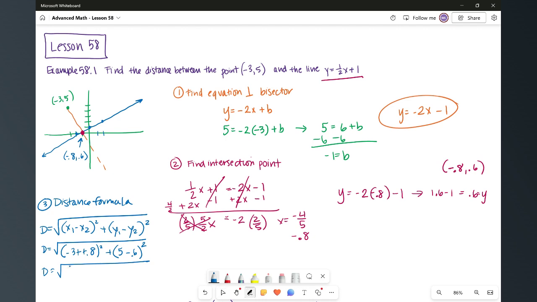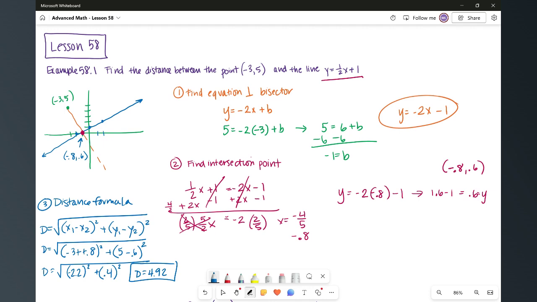If I were you, I'd just put them in your calculator at this point. I will do a little bit more by hand for you guys. 5 minus 0.6 is 0.4 squared. Stick that in your calculator and you should get the distance is equal to 4.92. And that is the answer to the problem.